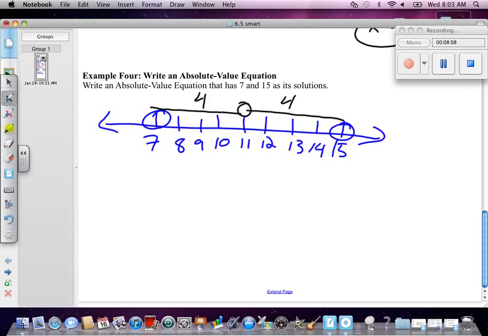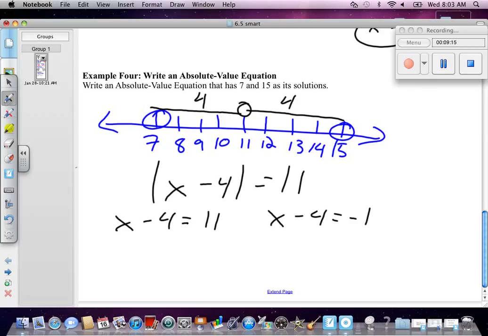I believe if you want the solutions to be 7 and 15, it is the absolute value of x minus 4 equals 11. So let's see if this works, if I'm right. I have x minus 4 equals 11, and x minus 4 equals negative 11. See what I get. If I add 4 to 11, I get x equals 15. If I add 4 to negative 11, I get x equals negative 7. So this should be a negative 7. I believe that is my problem.